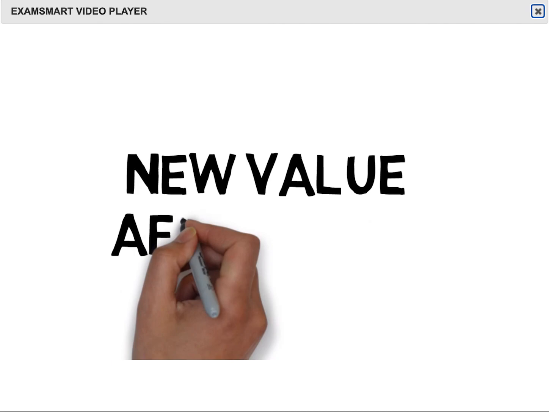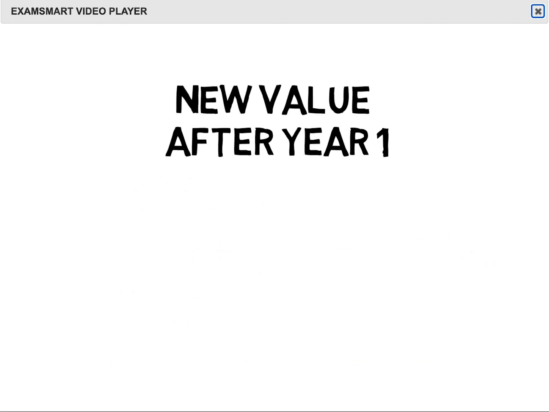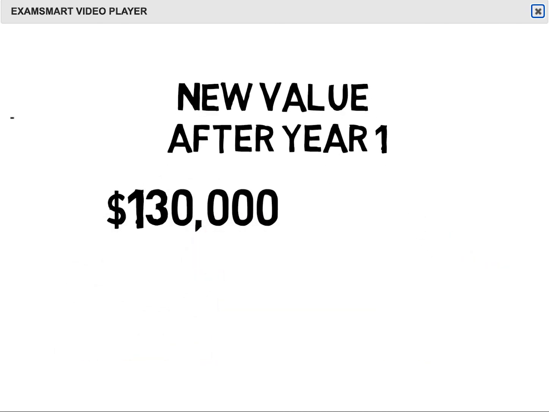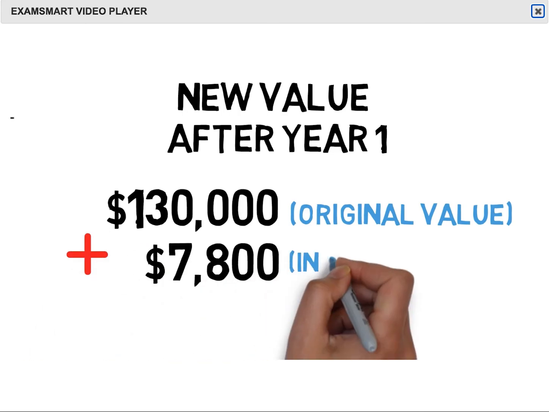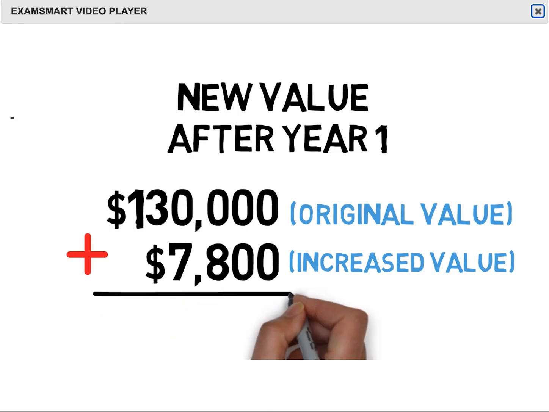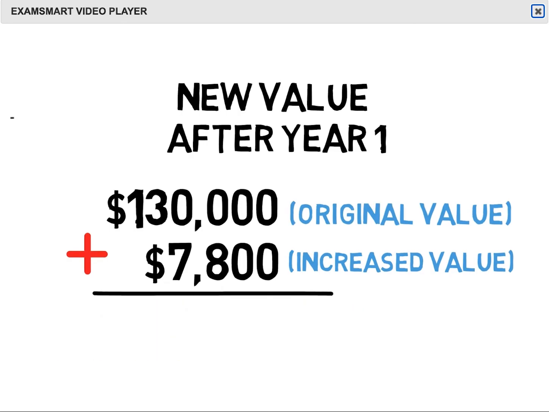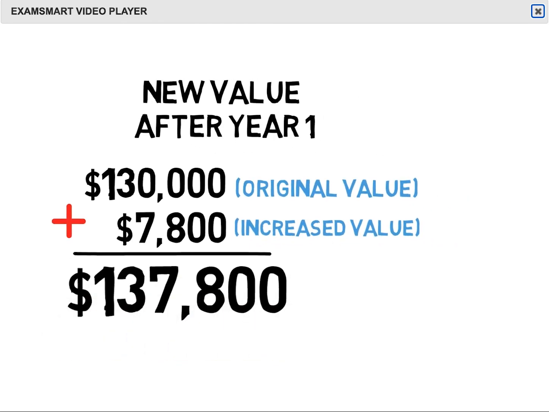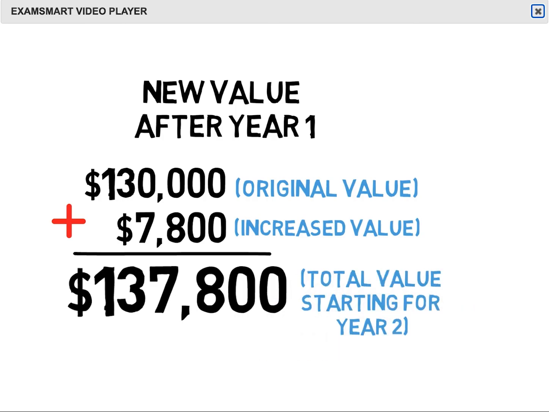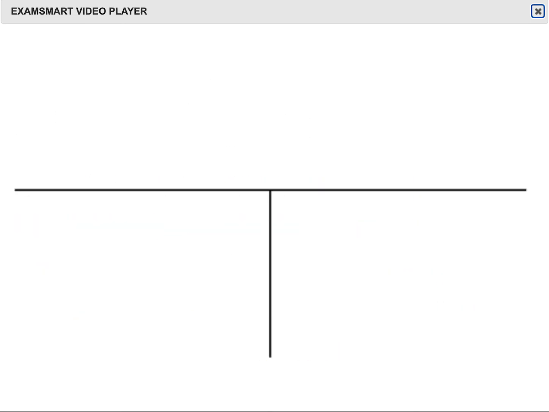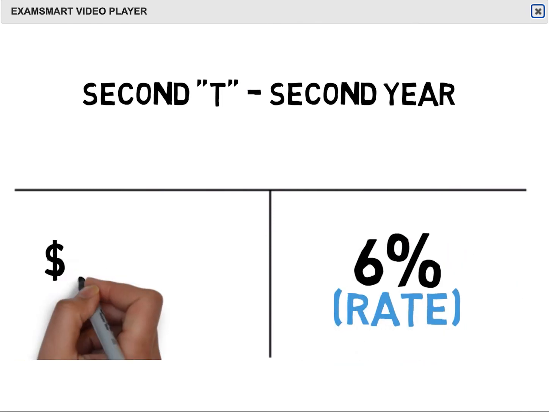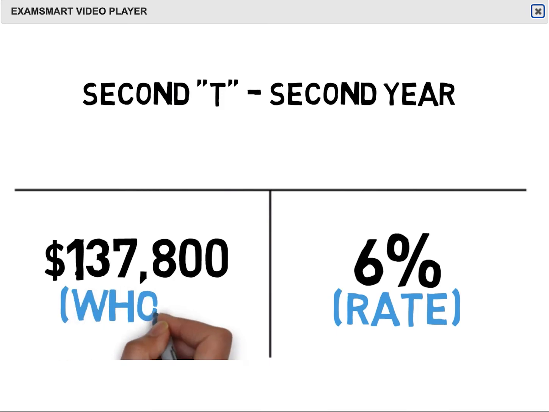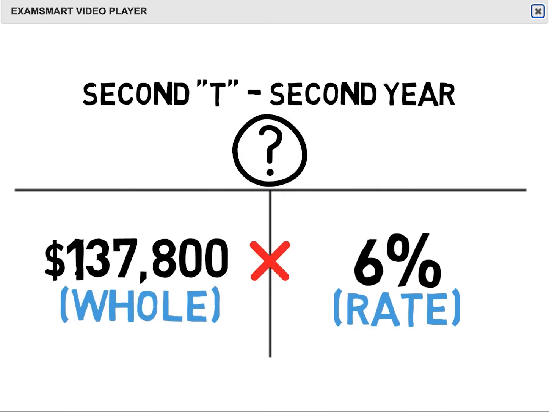Then to figure the new value after year 1, we take the $130,000 of original value plus the $7,800 of increased value to get a total new value, starting for year 2, of $137,800. Let's go to our second T. We have 6% on the bottom right. Our value for year 2 is $137,800, which goes in the bottom left for the whole amount.